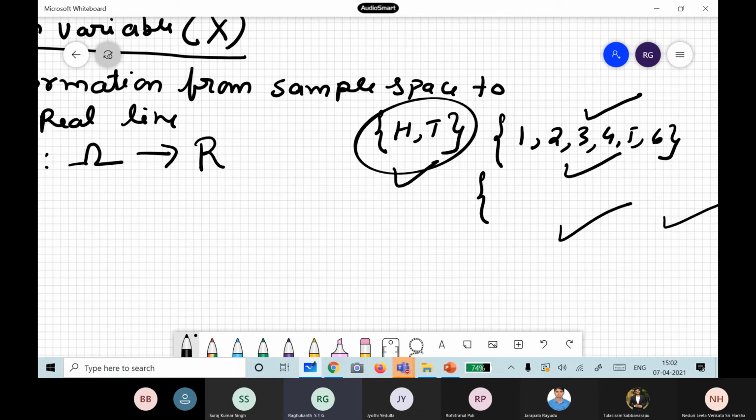And what is the greatest advantage? When you can pull all of them to the real line, real line means you can do integration, you can do differentiation, all mathematical operations can be done. You follow, right? So that is why we require the concept of random variable actually. The random variable's job is, it is not random, it just transforms your sample space to the real line. That is the beauty of the random variable.